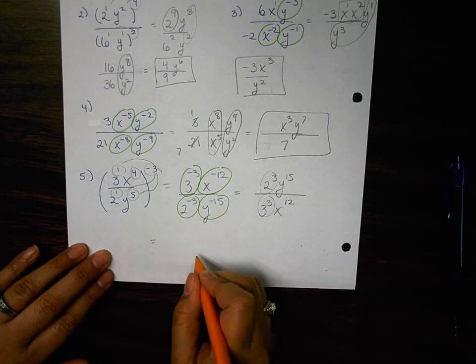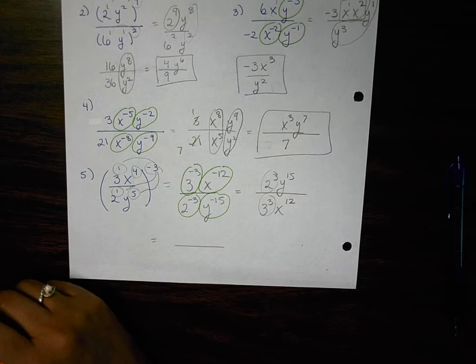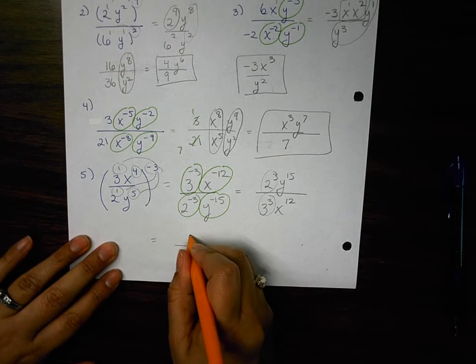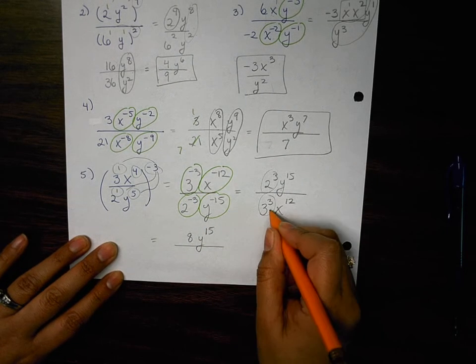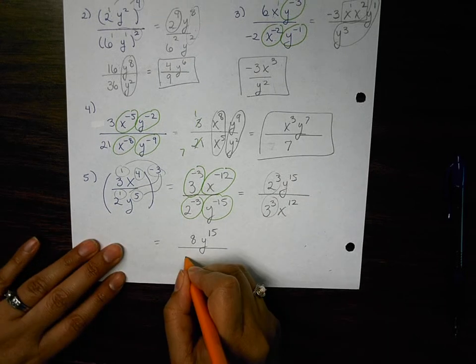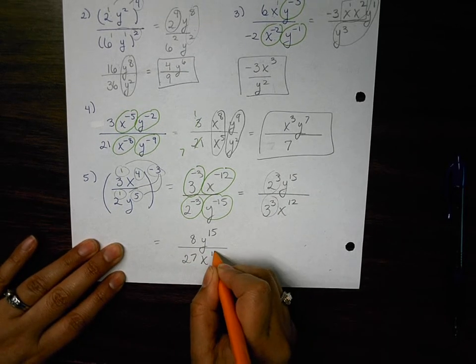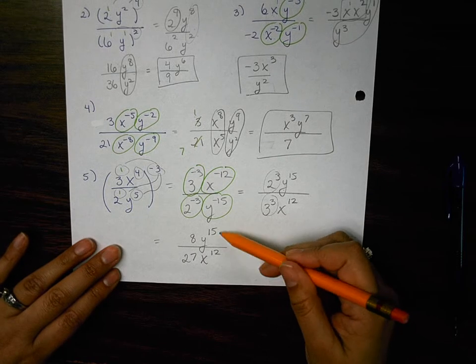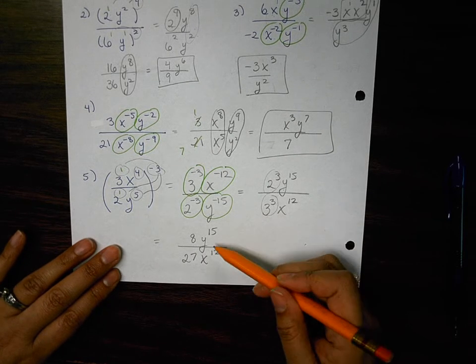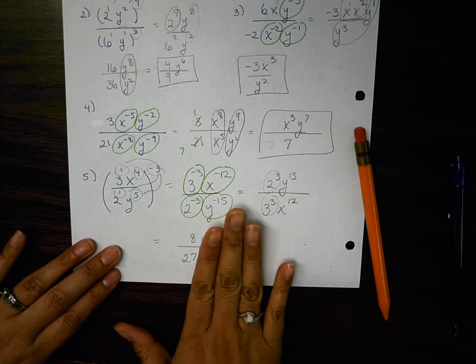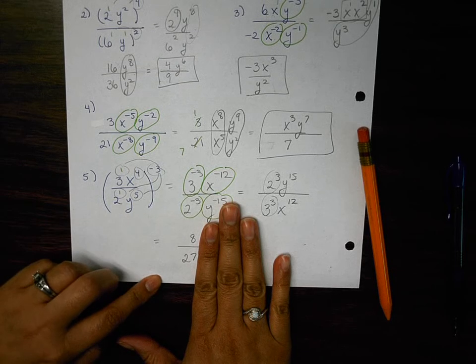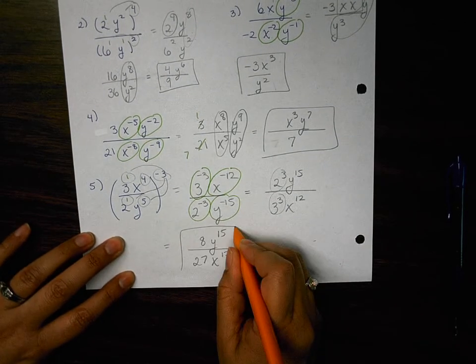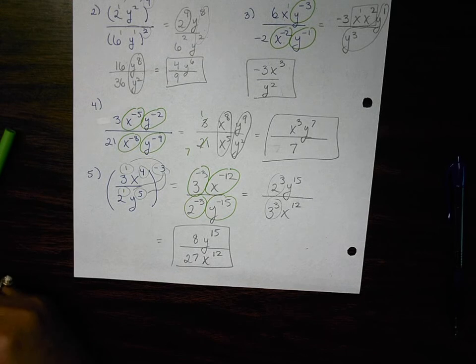Can we simplify the 2 cubed and 3 cubed? Yes. 2 cubed is 2 times 2 times 2, which is 8. Y to the 15th. 3 times 3 is 9. 9 times 3 is 27. X to the 12th. Can I subtract the 15 and the 12? No. Why not? The bases are not the same. Should I subtract the 8 and the 27? No, I can try to reduce. Does anything go into 8 that also goes into 27? No. That there is your final answer.